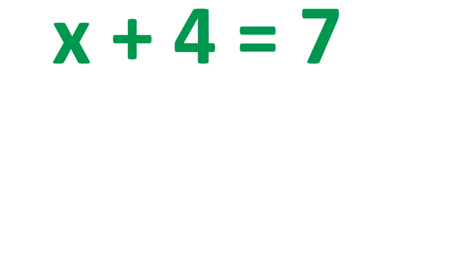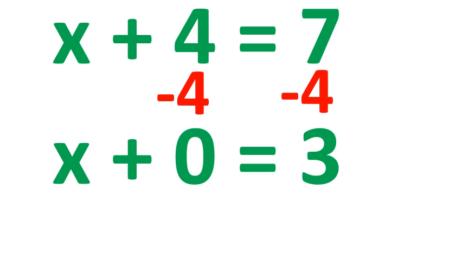So in this case, I want to get that 4 away from the x. So I'm going to subtract 4 from that side of the equation. But remember, if I do something to one side of the equation, I have to do it to the other side of the equation as well. So I'm going to subtract 4 from both sides. Then I will rewrite my equation.